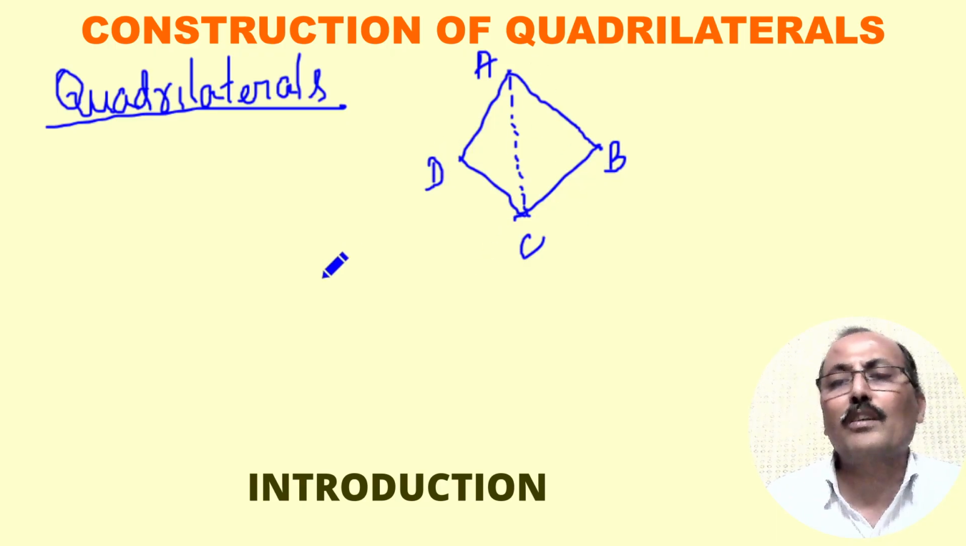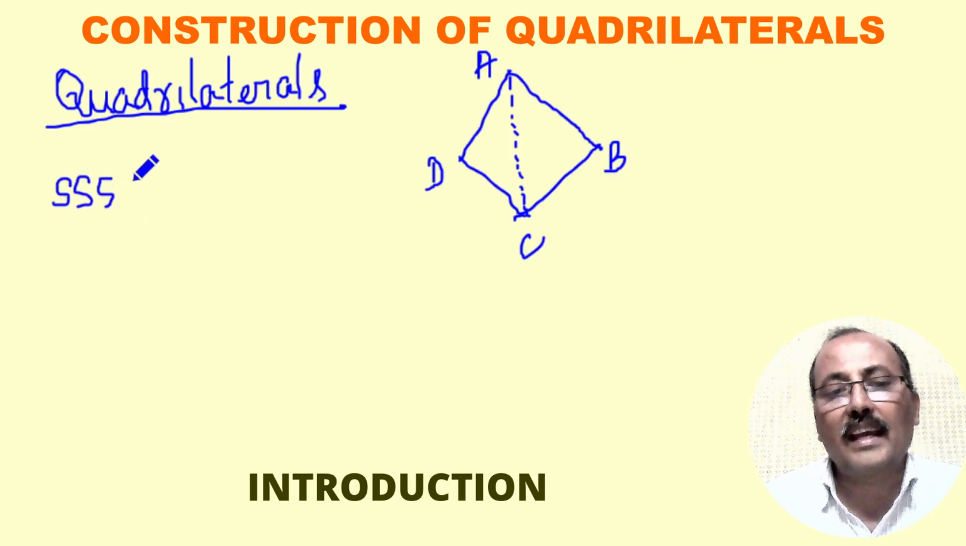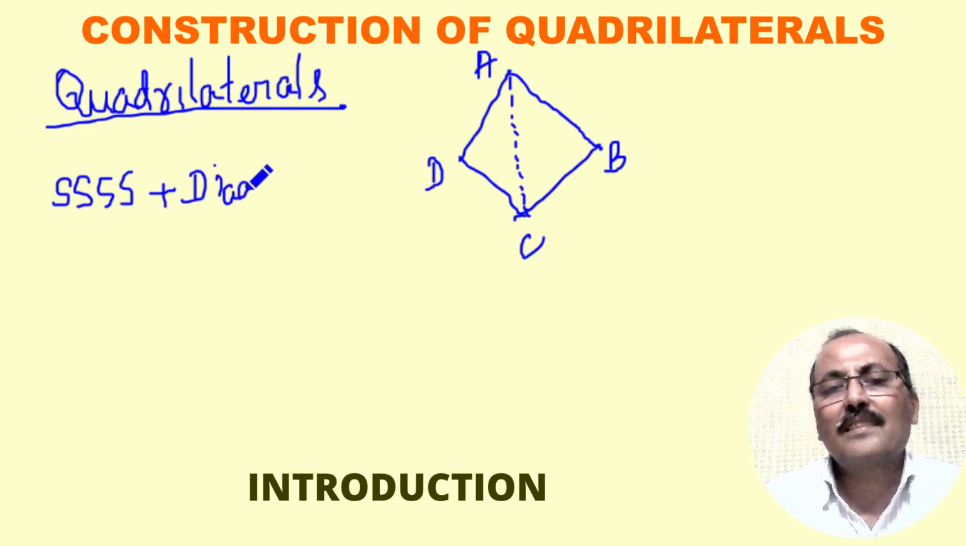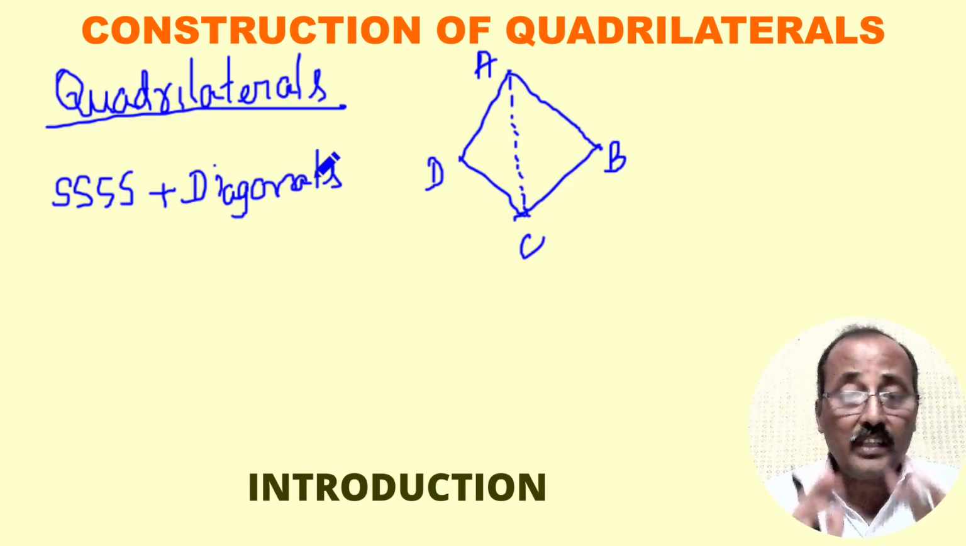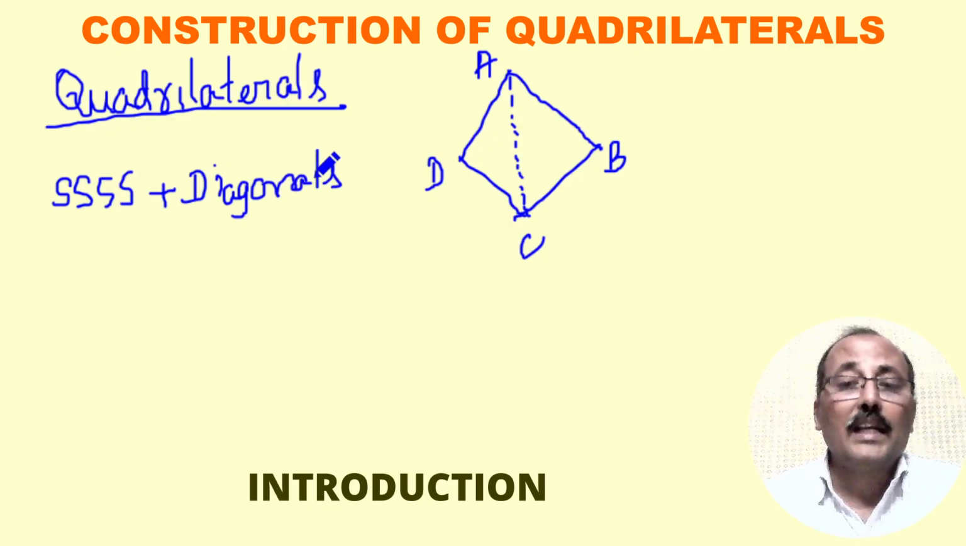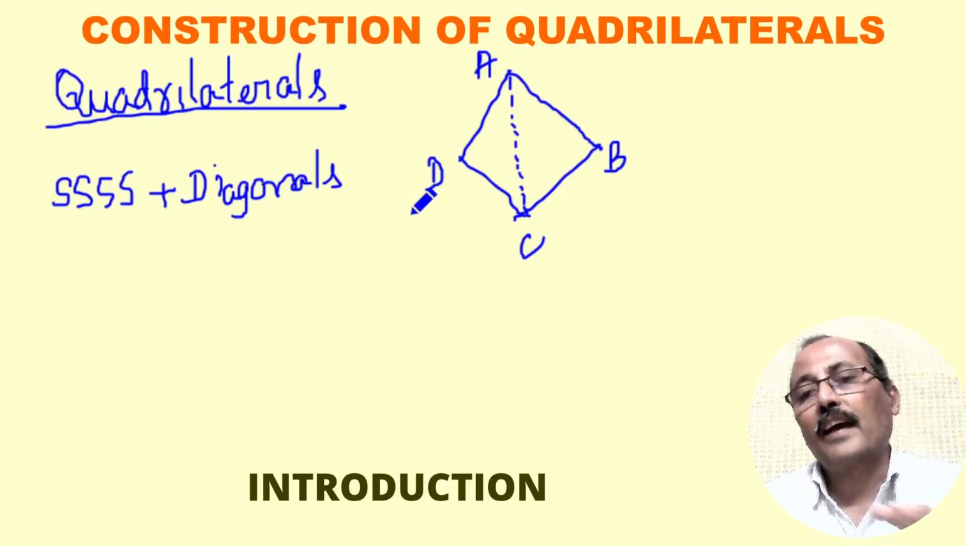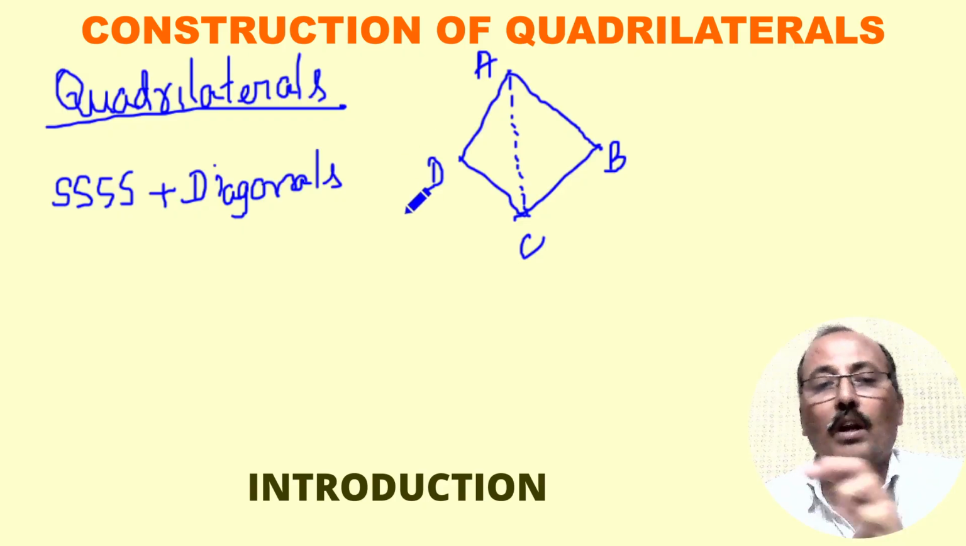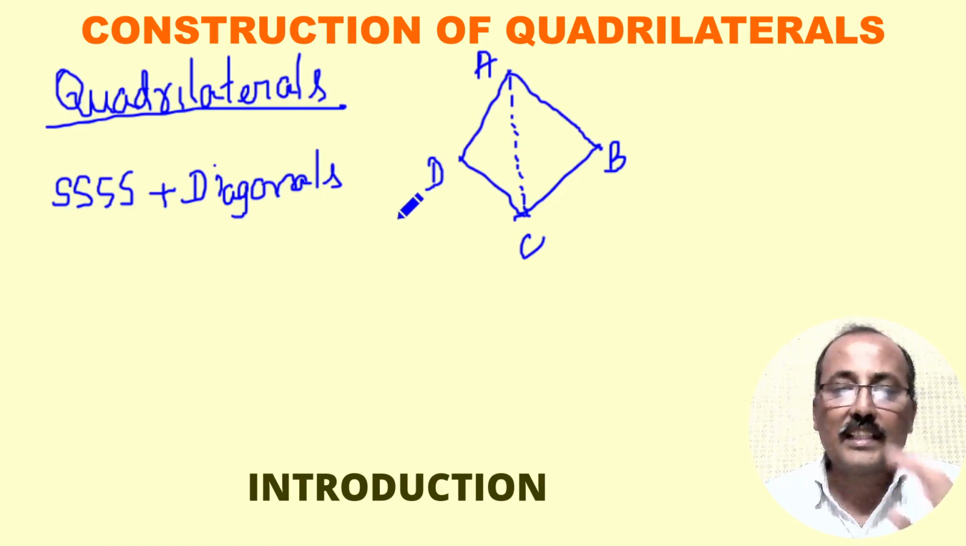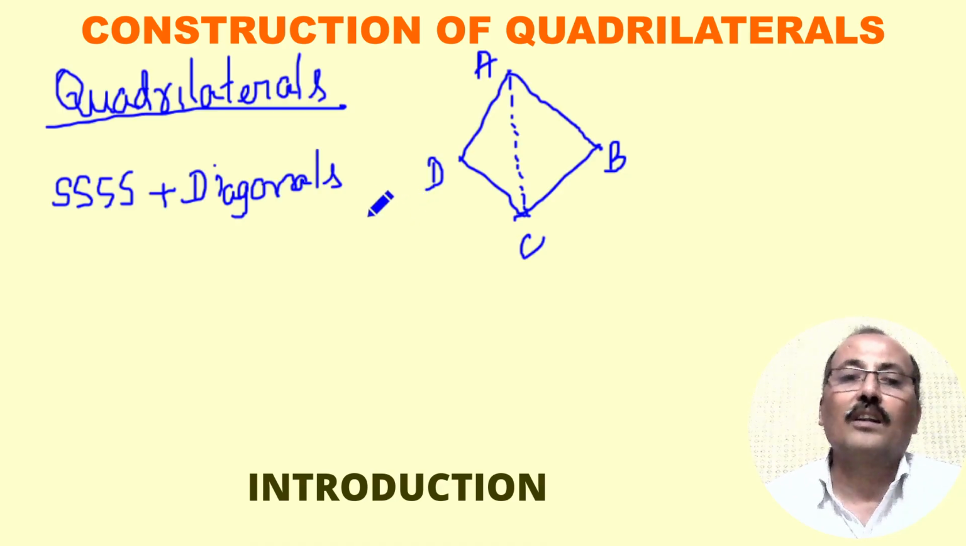So what measurements will be given? 4 sides must be given, SSS plus 1 diagonal. Okay, that's all. Like triangles, we are going to do this one. That's why I made this video a lengthy one. If any doubt is there, you go to how to construct a triangle. That is in the previous part. The same video has so many chapters. In that, one by one you can do, and you can check the description and do that one.